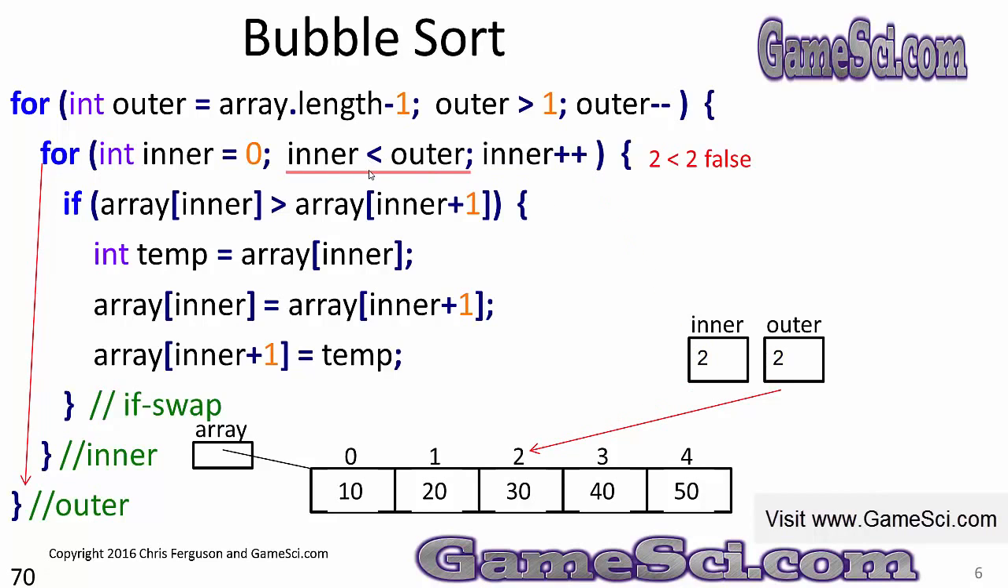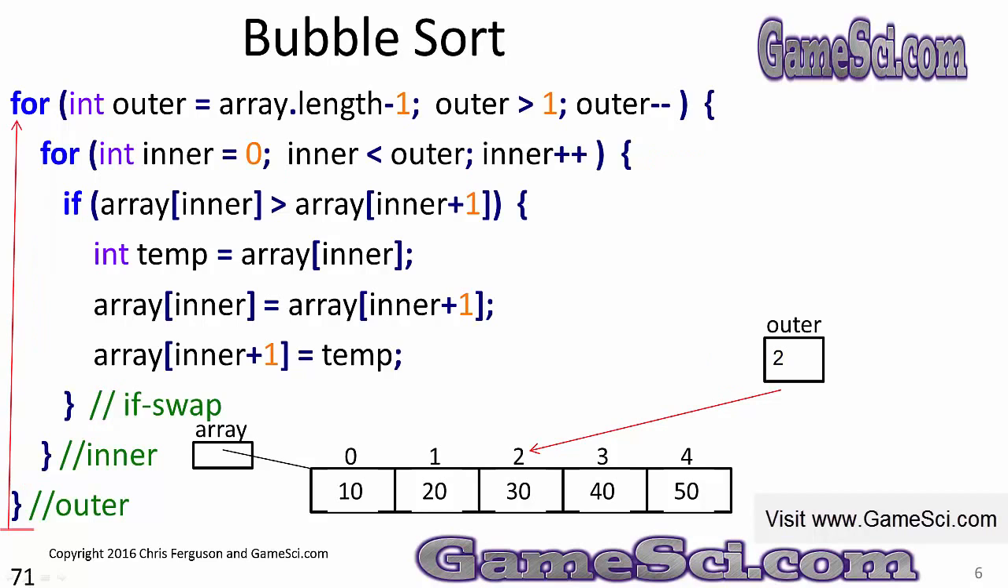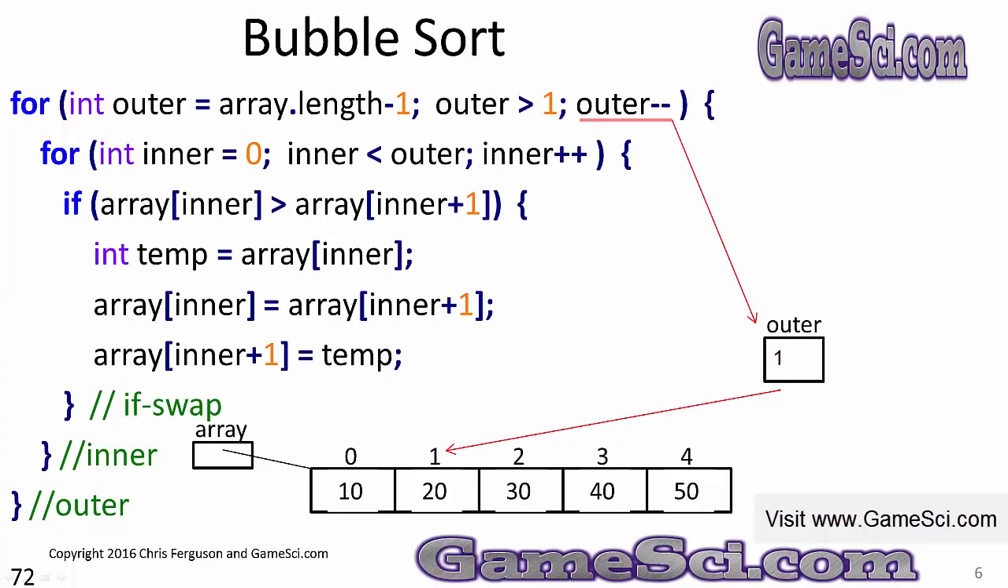Inner less than outer. 2 less than 2 is clearly a false statement. As a false statement, we will exit the for loop. When we exit the inner for loop, we'll reach the outer for loop. When we reach the outer for loop, we'll spin back up and execute outer minus minus. Outer minus minus takes us to 1. 1 greater than 1 is a false statement. When this statement goes to false, what happens? We need to exit the outer loop. And when we exit the outer loop, our sort is done.